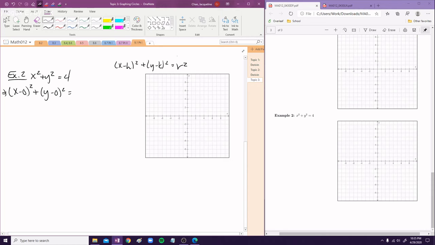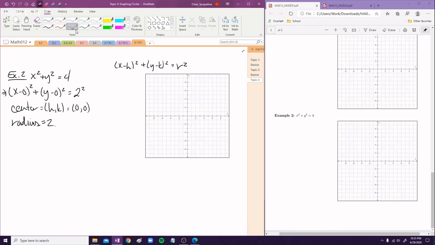And then over here, I want it to be r squared. So what squared is equal to 4? That is 2 squared is equal to 4. Now that it is in a standard equation, we can find the center. So what is our center? Our center is still h, k, and our h, k in this case is 0, 0, which is the origin. And then our radius is 2, right?